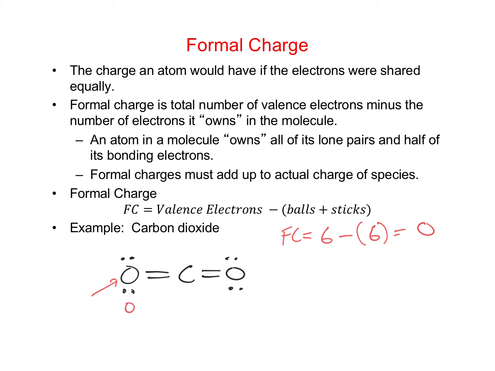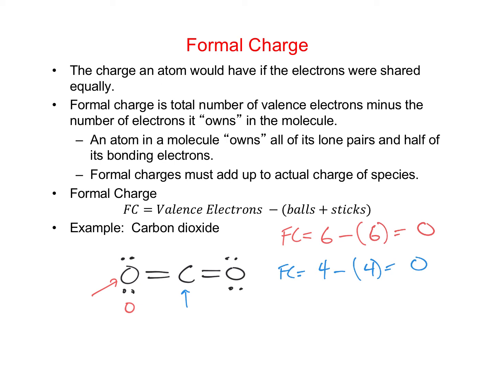All right, if we do the same thing for the carbon, I'll do the carbon in blue. So the formal charge is the number of valence electrons in carbon, so that would be 4, minus, add up all the balls and sticks. It has no balls, 4 sticks. 4 minus 4, the formal charge is 0.